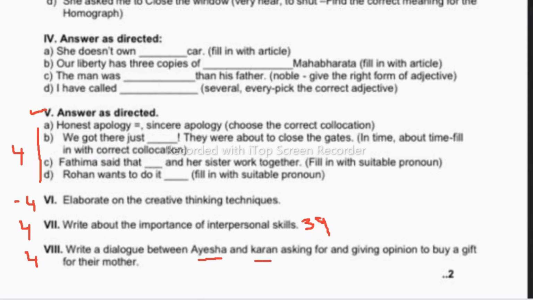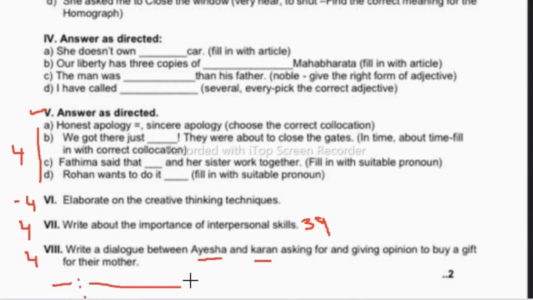So how do you have to write the dialogue? First you have to start with the greetings. Then you have to start your dialogues. You cannot use the same repetitive lines here, but you can repeat the names. Here you have to write Aisha, then put a colon, then the dialogue of Aisha. Then next down, Karan, then put a colon, then the dialogue of Karan. In this way you can write.